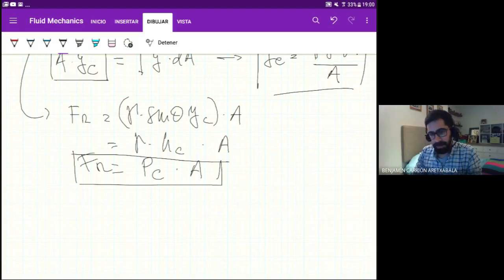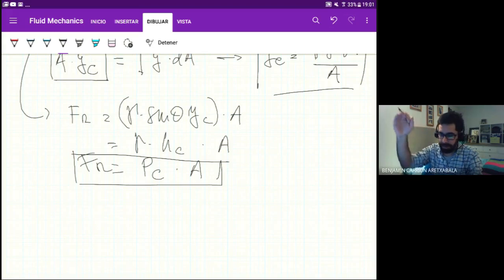But nonetheless, it could be handy, so you don't have to do the full integral. If you have a wall, you just need to know the pressure at half depth, times the area of the wall, and that's the total force. You don't need to use your brain much.